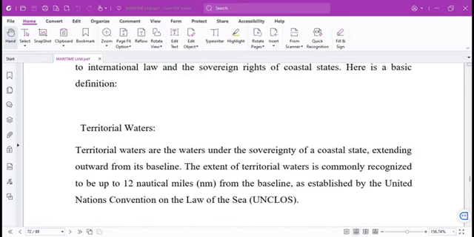The extent of territorial waters is commonly recognized to be up to 12 nautical miles from the baseline established by the United Nations Convention on the Law of the Sea. This is UNCLOS, as the acronym.